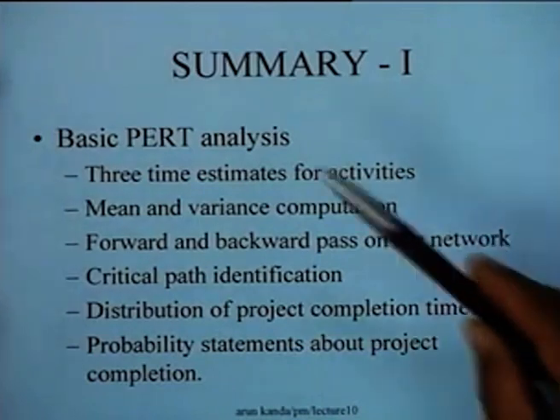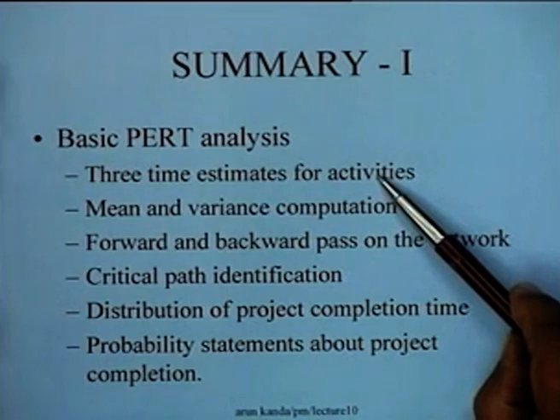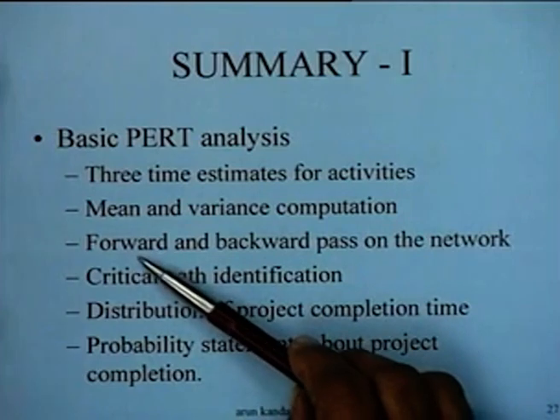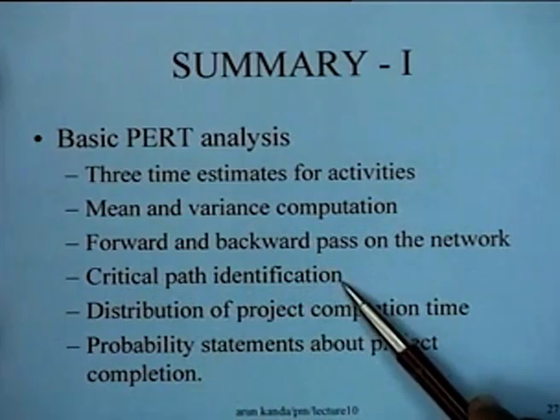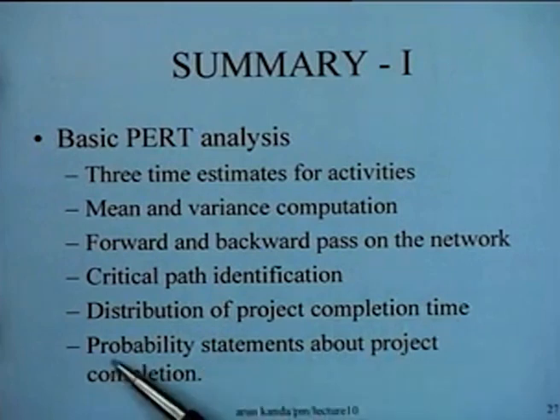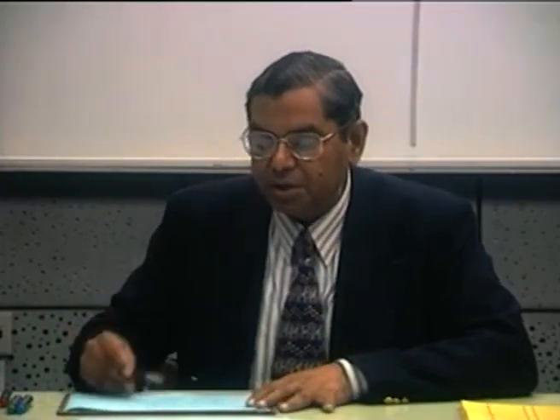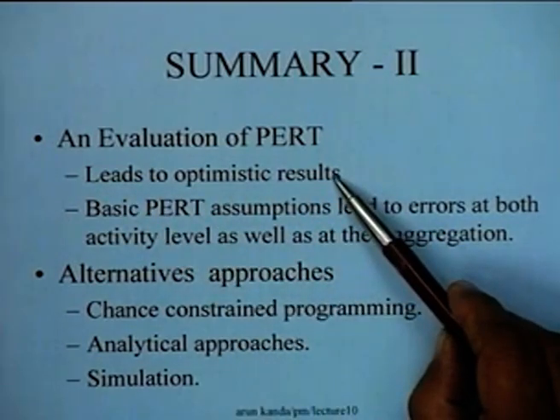To summarize our discussion, in today's lecture we have tried to look at basic PERT analysis. We have looked at the 3 time estimates for activities. We have looked at how to calculate the mean and the variances. We have seen how to do a forward and a backward pass on the network. We have done the critical path identification. We have tried to determine the distribution of the project completion time and make probability statements about project completion. Then we have tried to do an evaluation of PERT. We have seen that PERT leads to optimistic results.